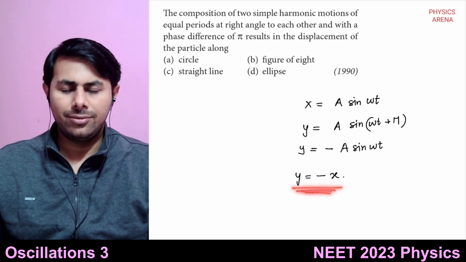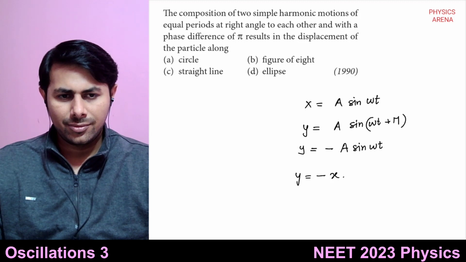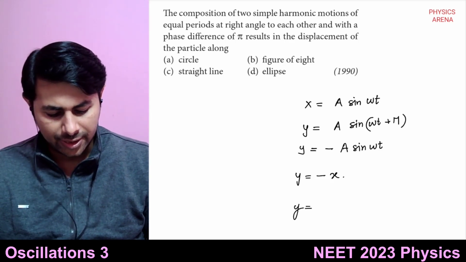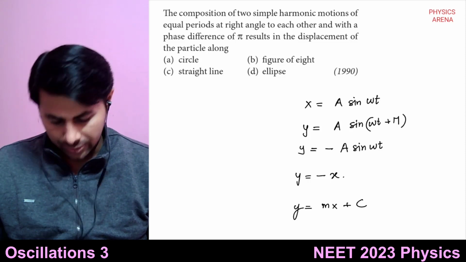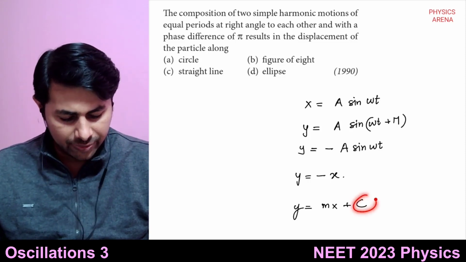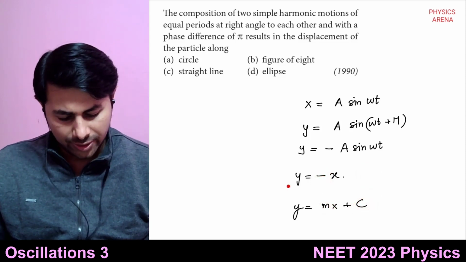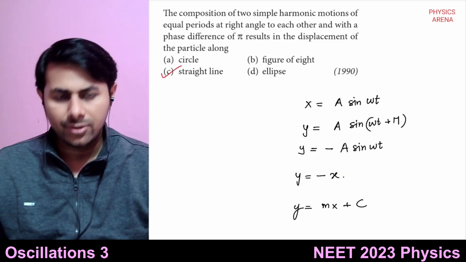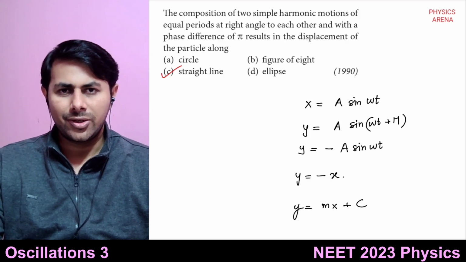And what is this thing? It's a straight line, right? Equation of straight line is y equals to mx plus c. So consider c equals to 0 and m is -1. So this is the equation of a straight line. So what's the answer? Option C, straight line. Got it? Yes, no?